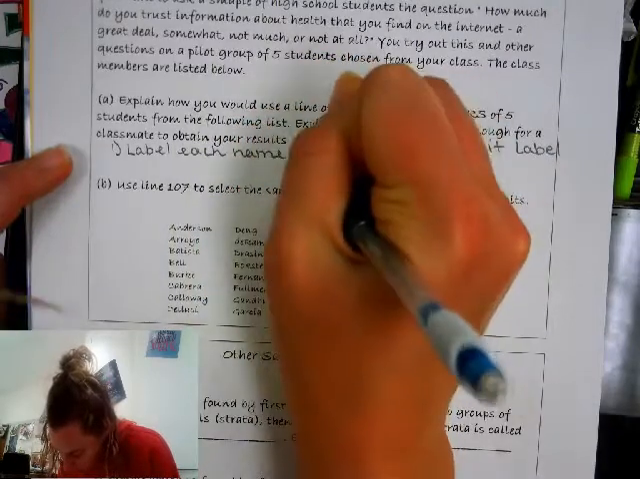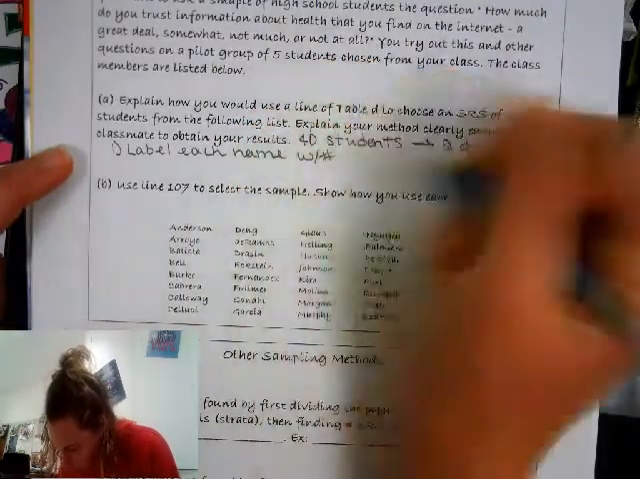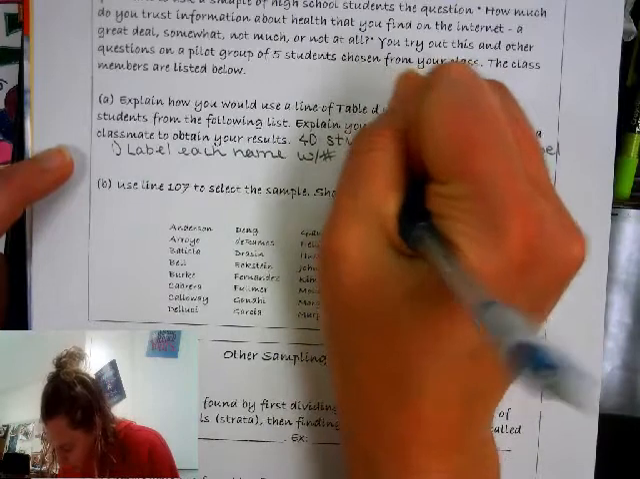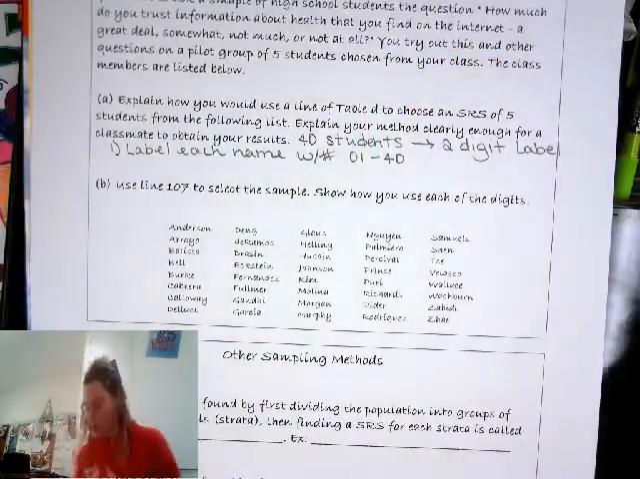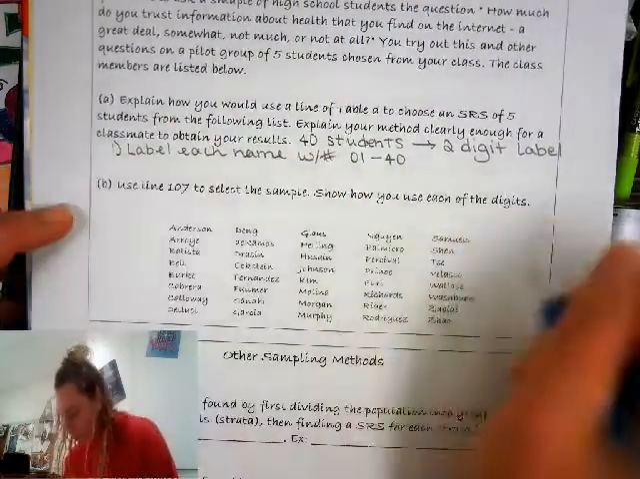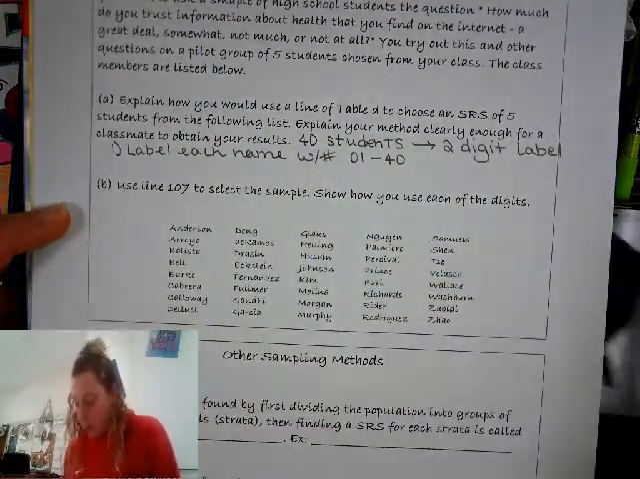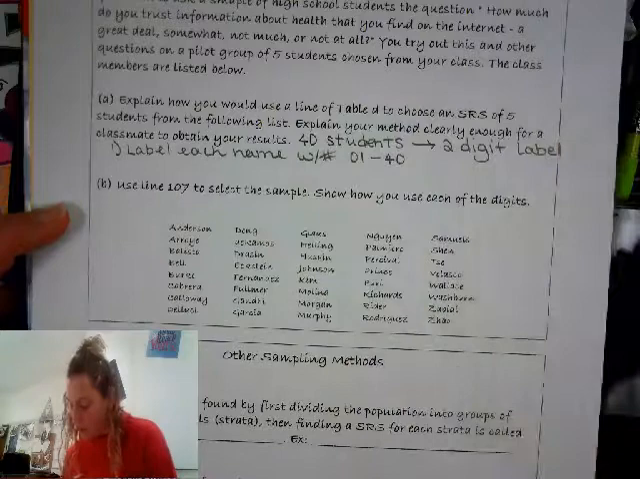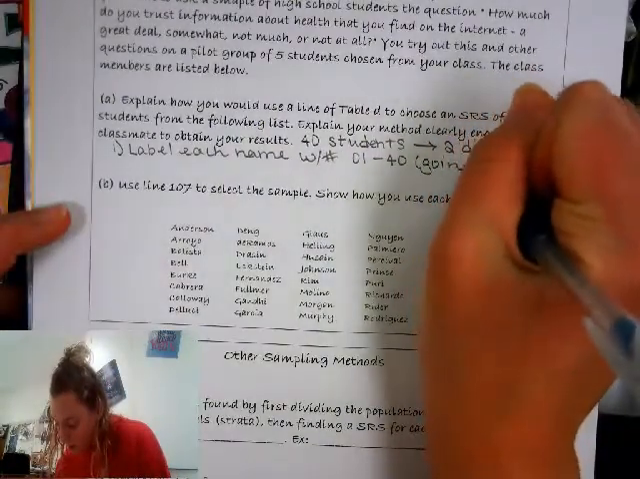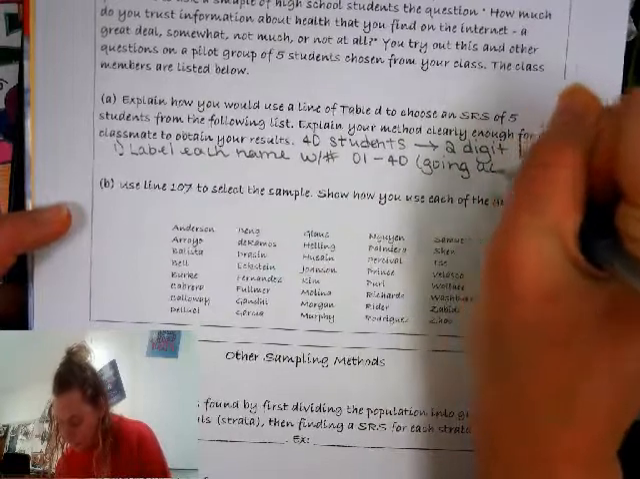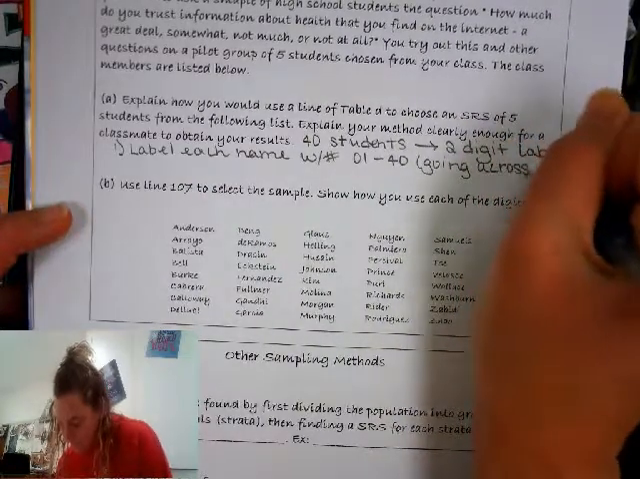And like I said, we're going to go 01 to 40. Or you could do 00 to 39. And it doesn't matter if you go across or down. Let's go across. Going across. So 01, 02.